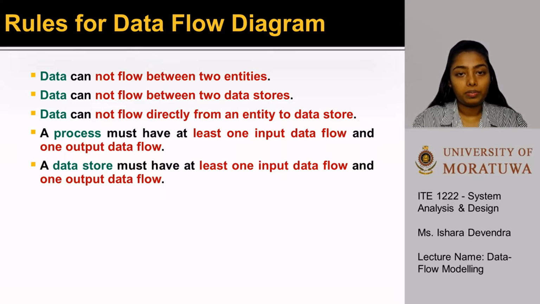Here are some rules. Data cannot flow between two entities, and data cannot flow between two data stores. And also, data cannot flow directly from an entity to a data store. A process must have at least one input data flow and one output data flow. A data store must have at least one input data flow and one output data flow.